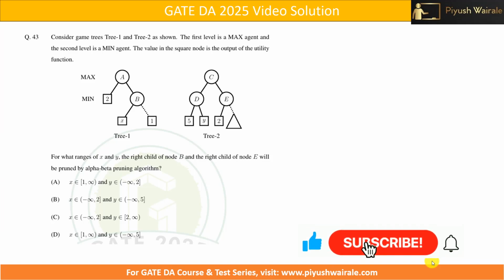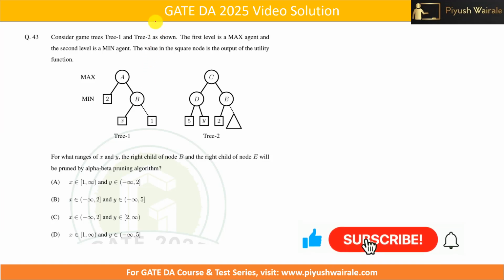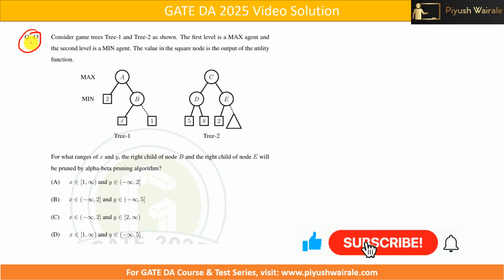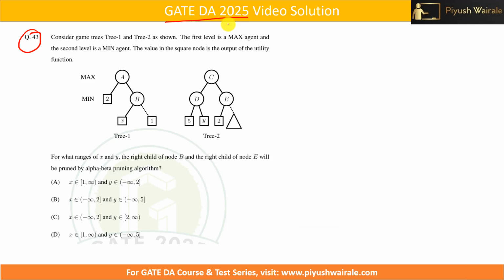Hello everyone. In this video, we are going to discuss a question based on minimax and alpha beta pruning, which was asked in the GATE DA 2025 exam. Here you can see a simple question which was asked for 2 marks. We already discussed many examples based on the minimax algorithm and alpha beta pruning, so whatever concepts we have discussed, the same thing you can apply here as well.